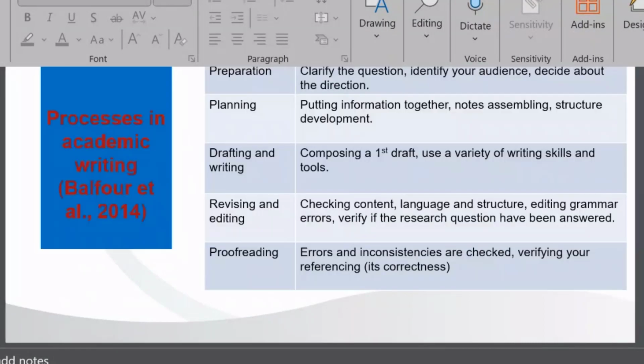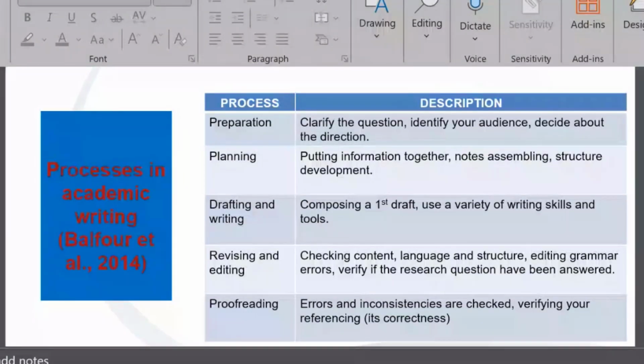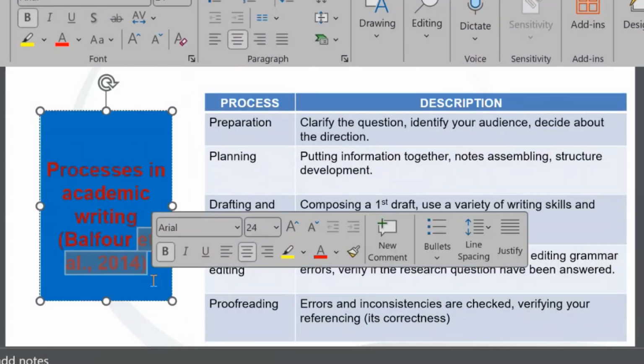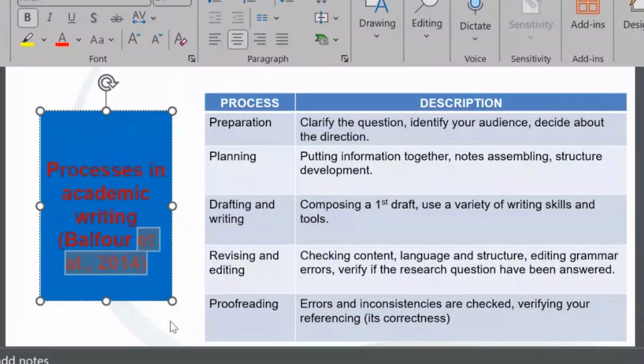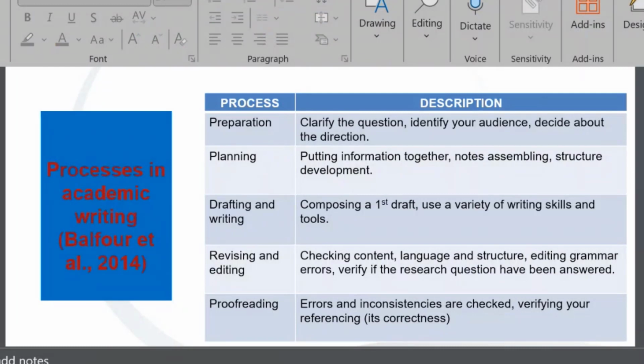I want us to look at the next point. Let's quickly look at some of the processes in academic writing. I've just cited this author here, all right? I've used the word et al. If you look at this block, I've got something like Balfour et al. Et al. means that it's more than one author. I think there are four or five, so I didn't want to put them all at once. I just put them in one term, which we call et al. Et al. means there are many, all right? It's not only one Balfour. That's why I have to put it here so that students should know that the information I'm presenting here, I've taken it from this writing.